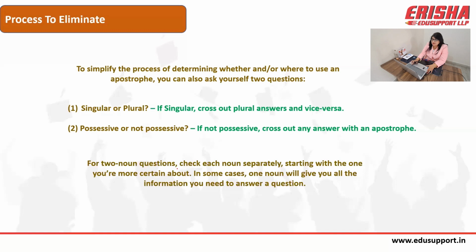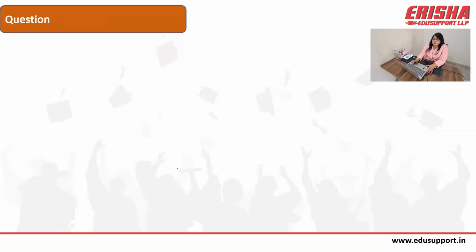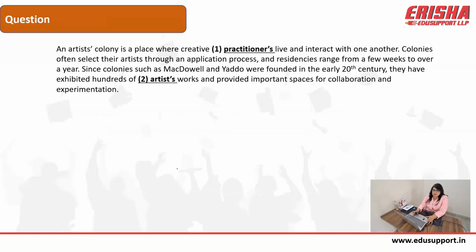Let's have a look at the question. It says, the artists' colony. The very first thing I told you is that there will always be two nouns. Here we have artists with only an apostrophe, and then colony. That means more than one artist is staying in that colony. That's why we have put just the apostrophe.